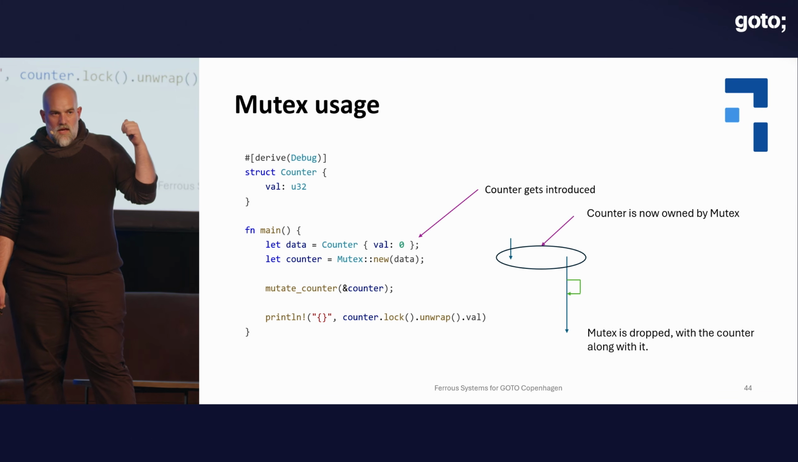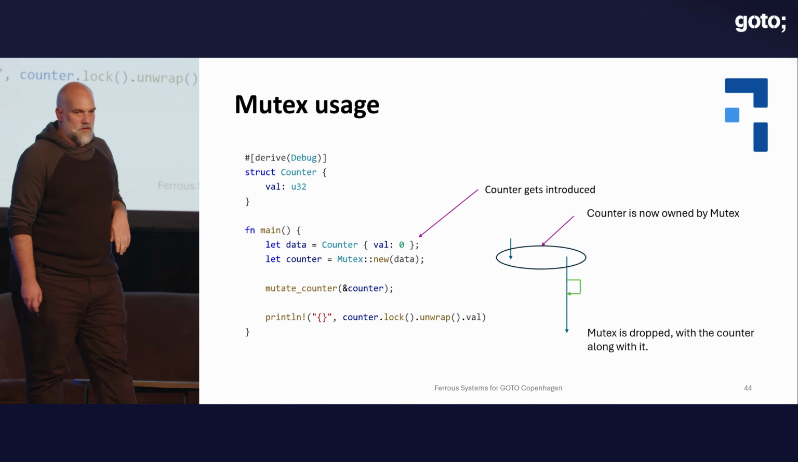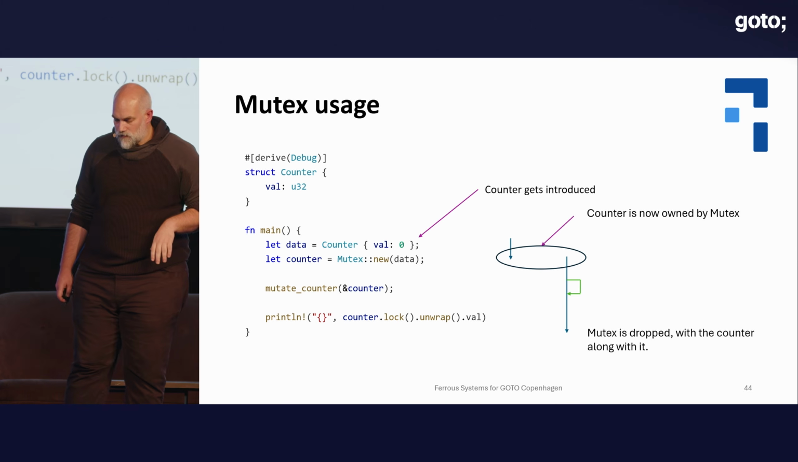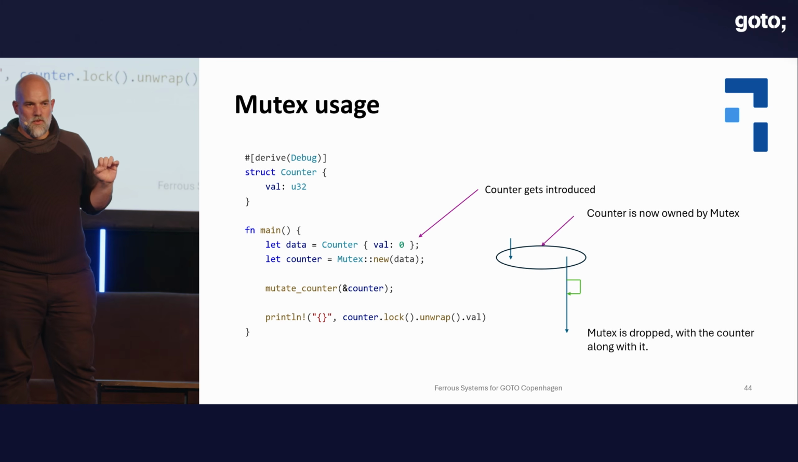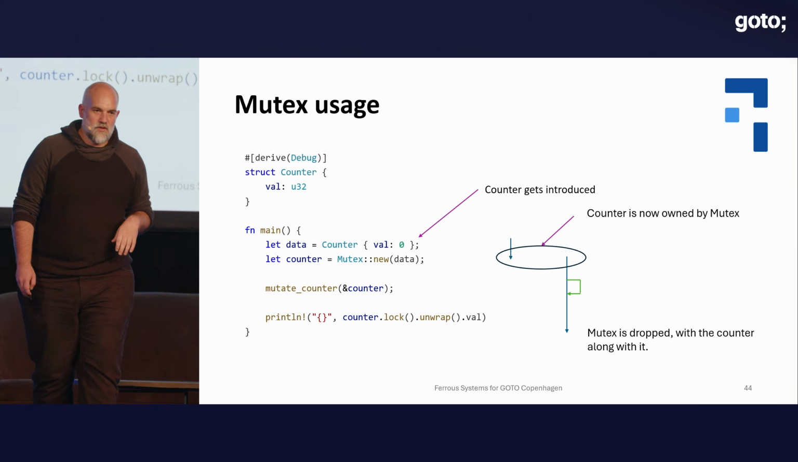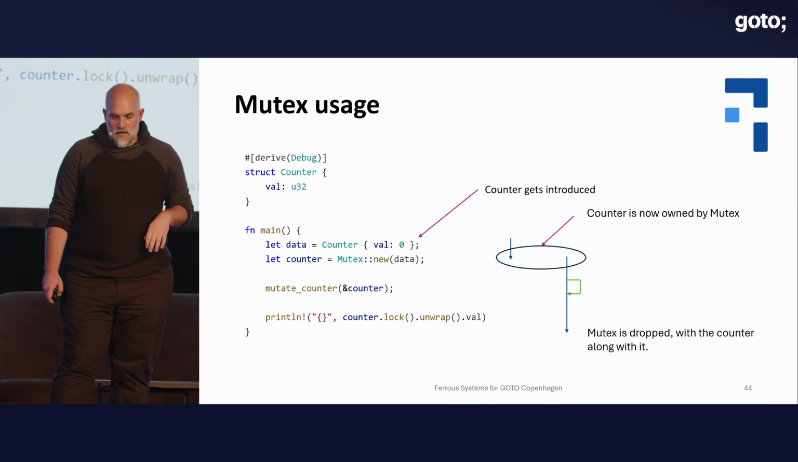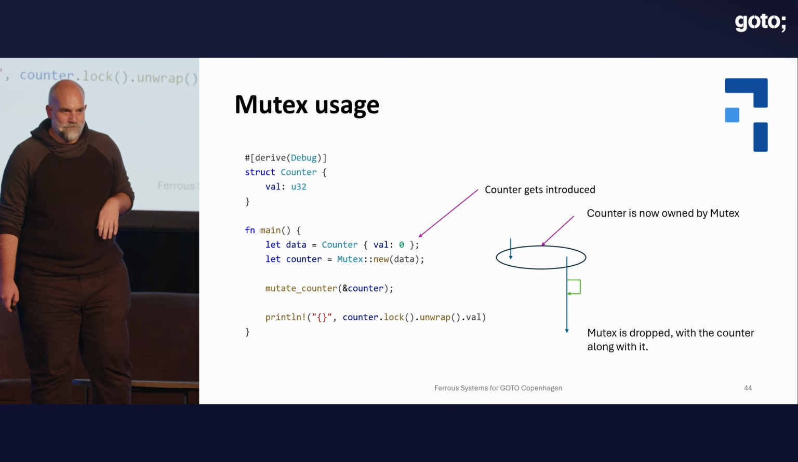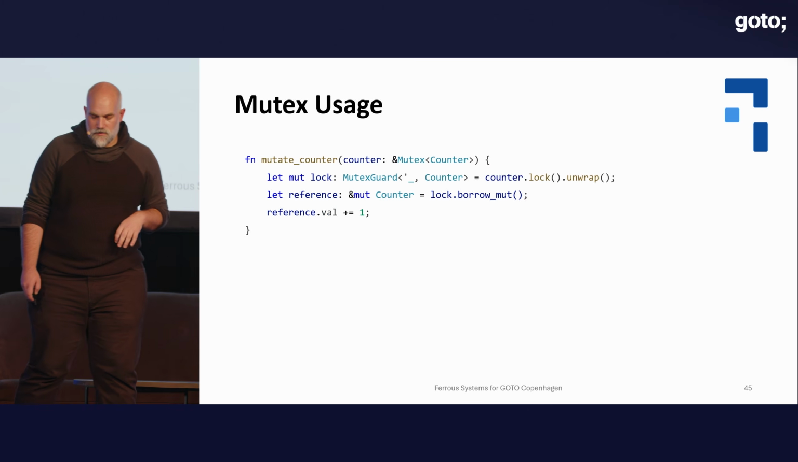The mutex, on the other hand, lives for the whole rest of this program, even to the part where we print it. And then there's a very, very short moment where we're actually borrowing the mutex out, which is when we're calling the function mutate counter. Immutably. That's an important part here.